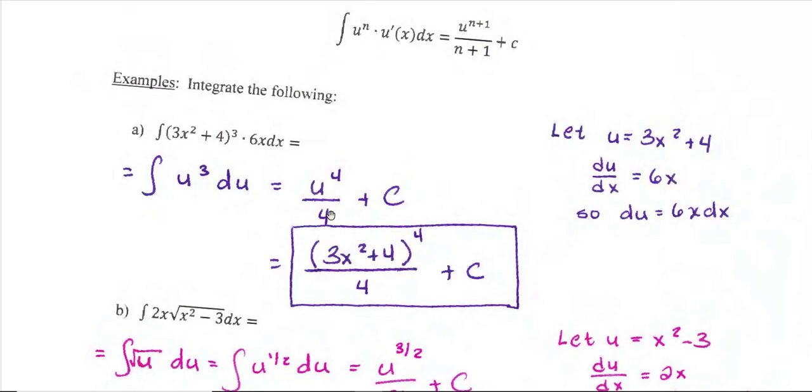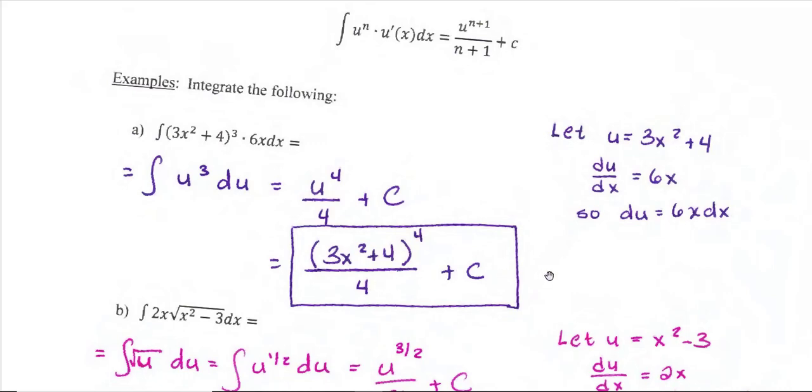So now we have u to the 4th over 4 plus c, but the whole thing was I was trying to integrate with respect to x. My answer shouldn't be in terms of u. Well, what is u? U is 3x squared plus 4, so I'll replace that u with 3x squared plus 4 and have 3x squared plus 4 to the 4th all over 4 plus c.